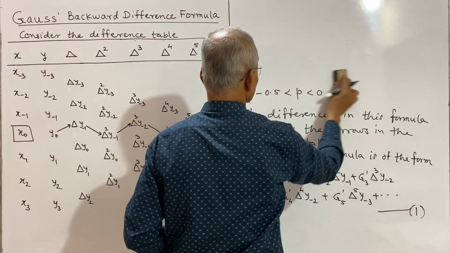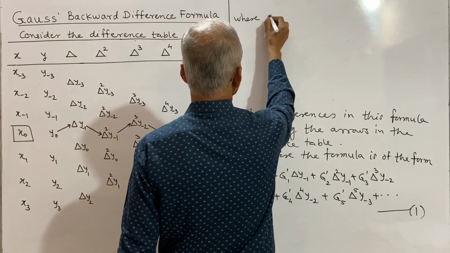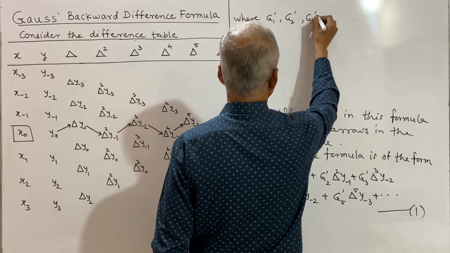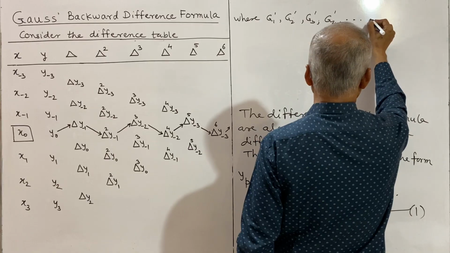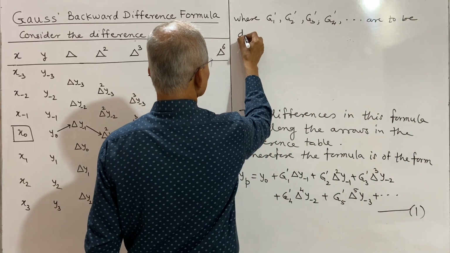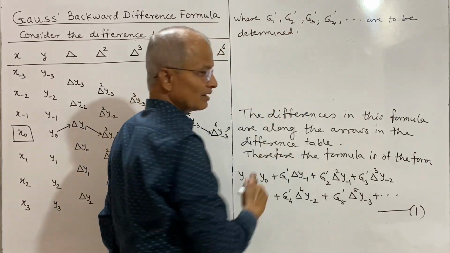where g1 prime, g2 prime, g3 prime, g4 prime, etc. are to be determined. Now, how are these determined?